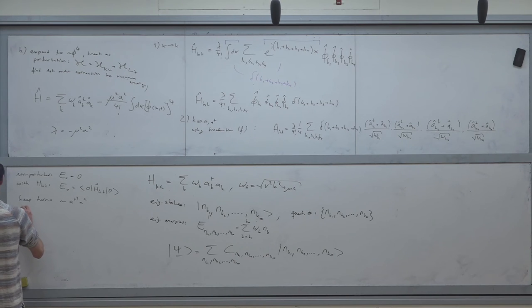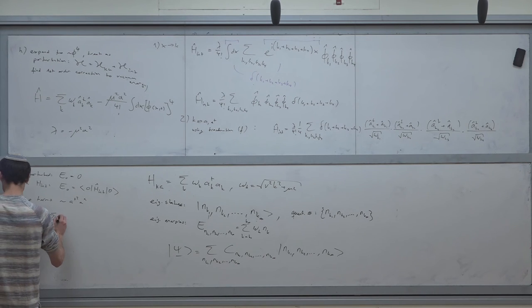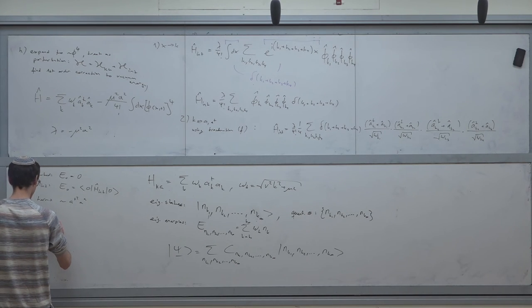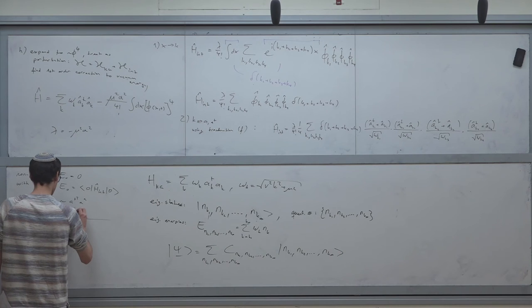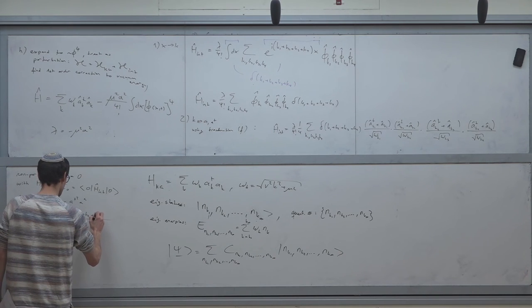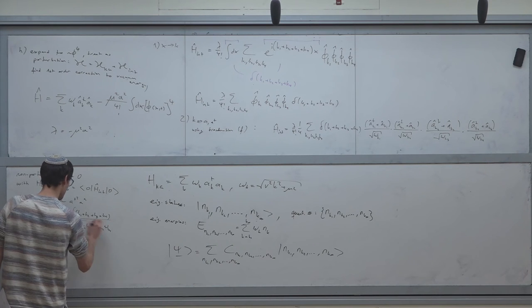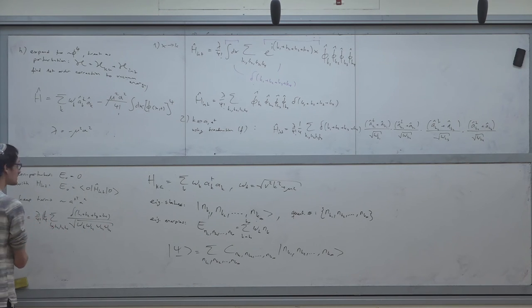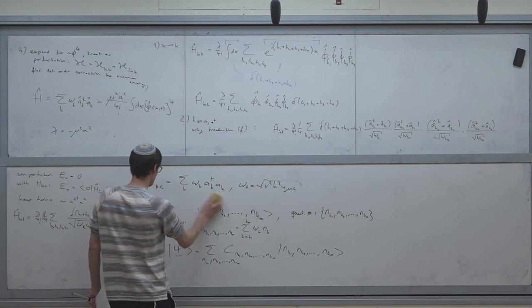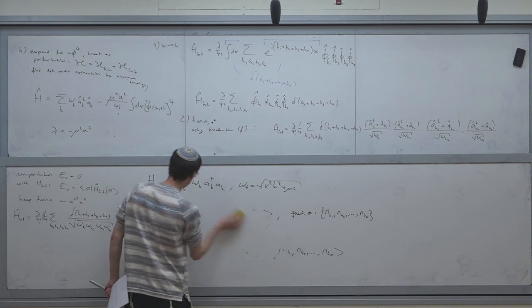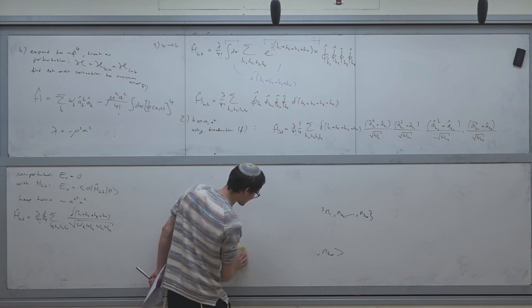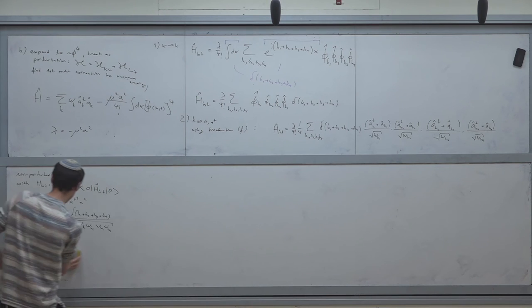But let's do this. So it's lambda over 4 factorial, a quarter, sum over k1, k2, k3, k4, delta k1 plus k2 plus k3 plus k4, over square root of omega k1, k2, omega k3, k4. So that's the coefficient. And now let's start multiplying out. And as I said, I'm only going to keep the terms that will be non-zero when taking the vacuum expectation value.